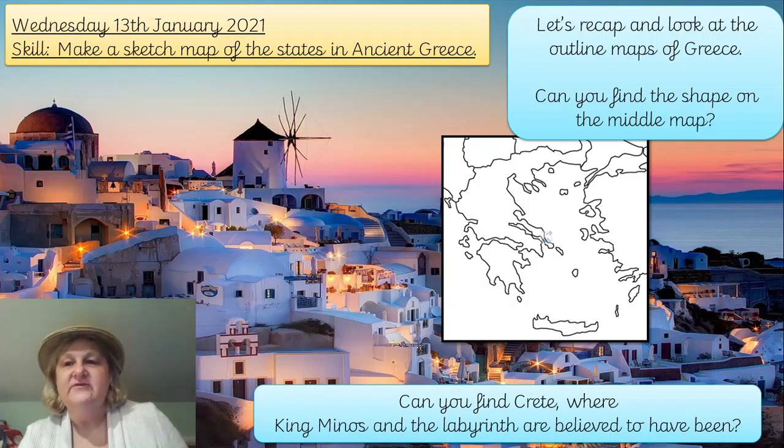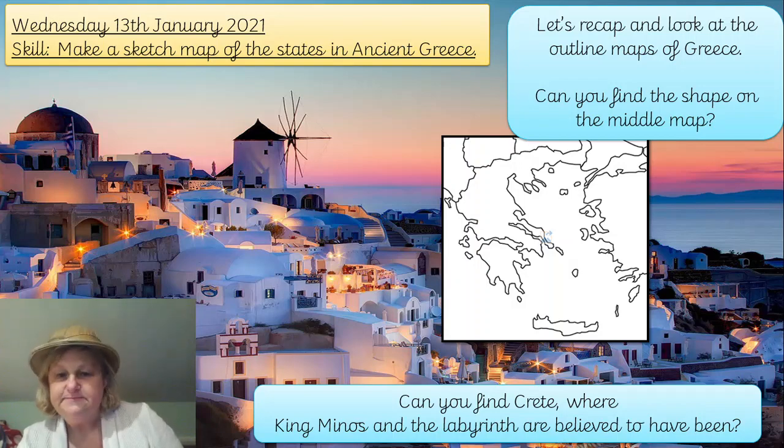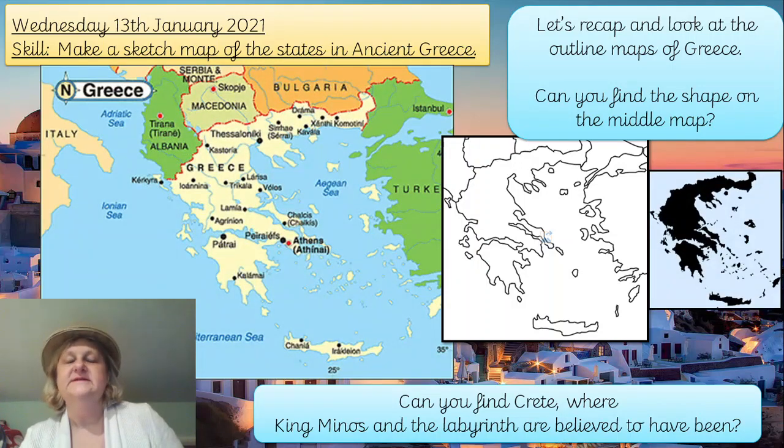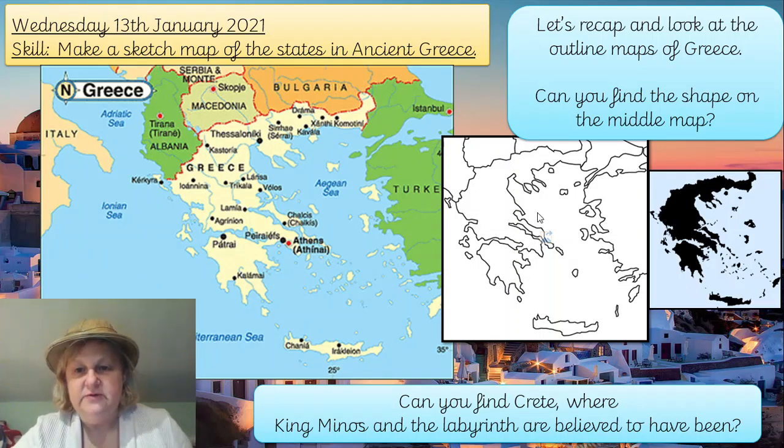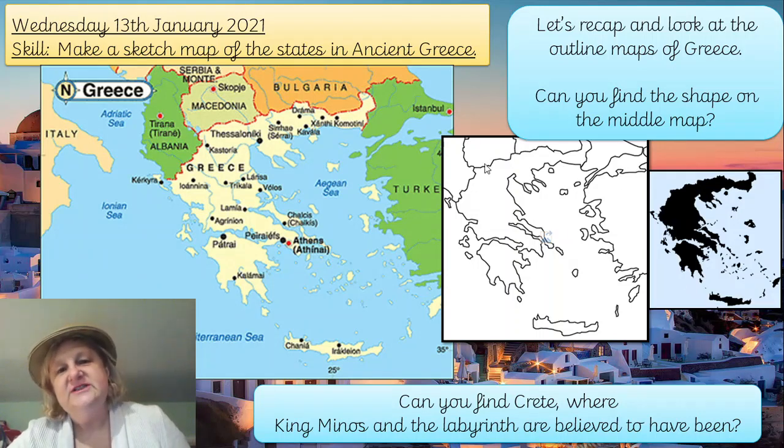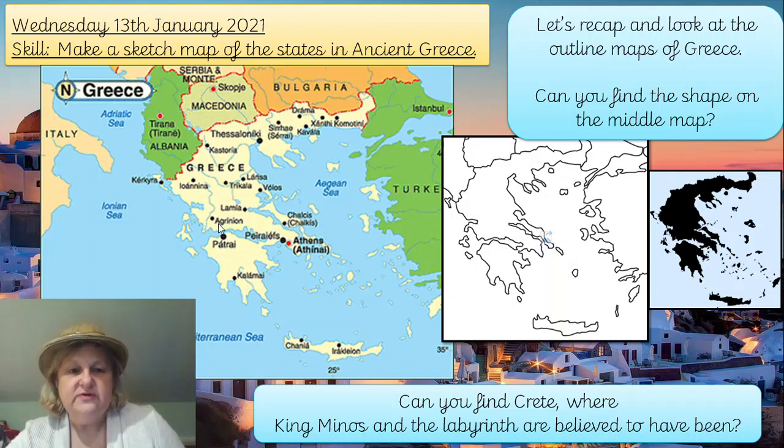So we're going to have a recap of our map outlines of Greece. Can you find the shape of Greece on this map? It's going to be the middle map in a second. Here it is. So this white map here is what you filled in last week. Can you spot on here where ancient Greece lies, or Greece currently lies? So you should be able to spot that this is the area.